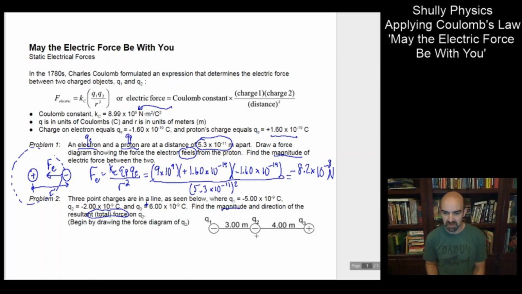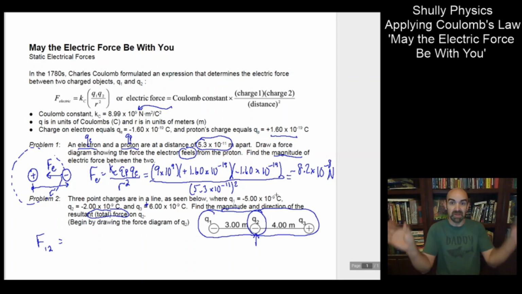So we're really looking at this middle charge here. What's going on with the middle charge? So first what we're going to do is consider charge 1 and charge 2. We're going to find the force between 1 and 2, and I'm going to set that one up for you. But then you're going to have to find the force between 2 and 3, because there are two objects now acting on that middle one.